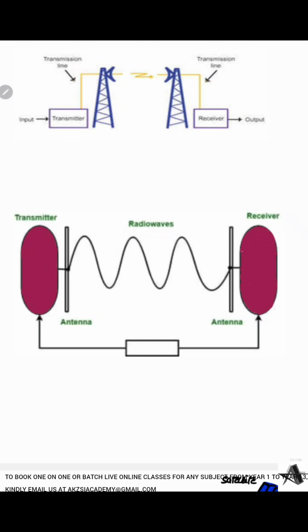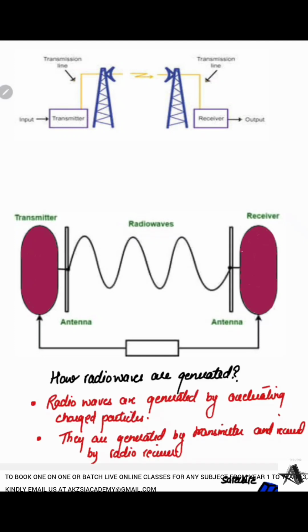So let me write down the answer. If they ask you how they are produced, you can answer like this. So this is the answer. You're supposed to write down the two points, that they are produced by accelerating charged particles, sent by the transmitter and received by the receiver.